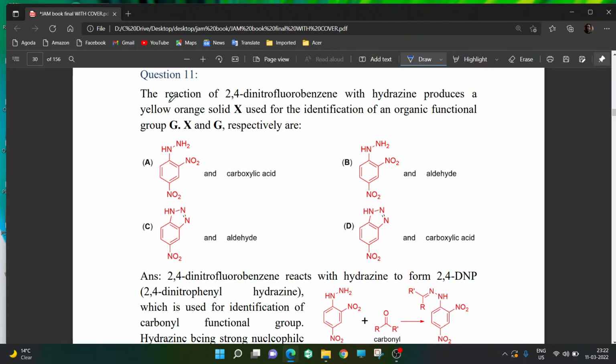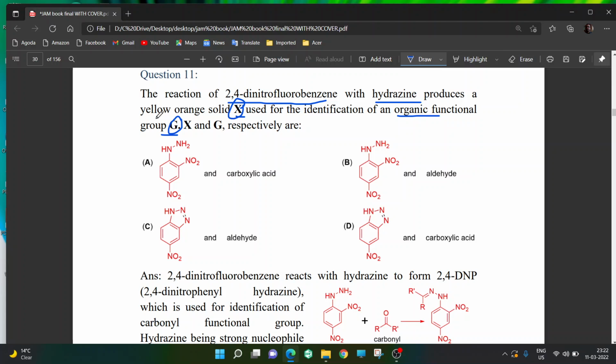So the first question in this set is a reaction of 2,4-dinitrofluorobenzene with hydrazine produces a yellow-orange solid X, which is used for identification of organic functional group G. So basically they want us to find out what is G and what is X.